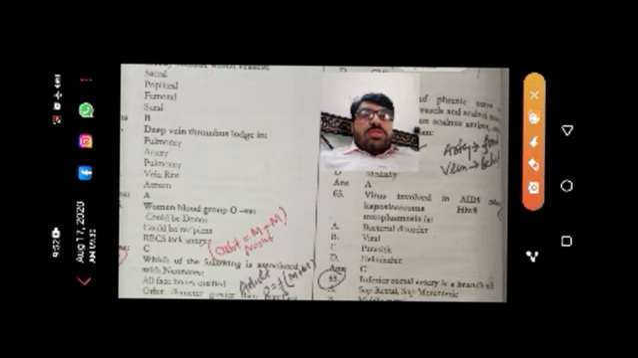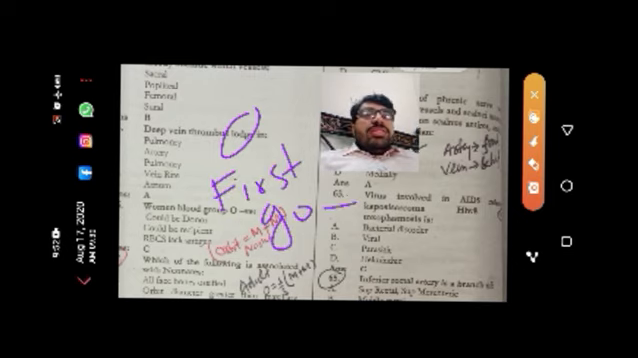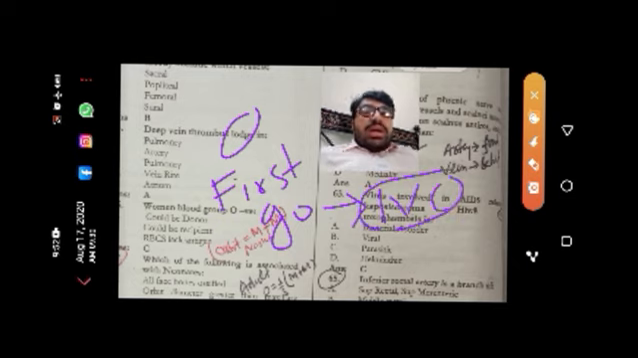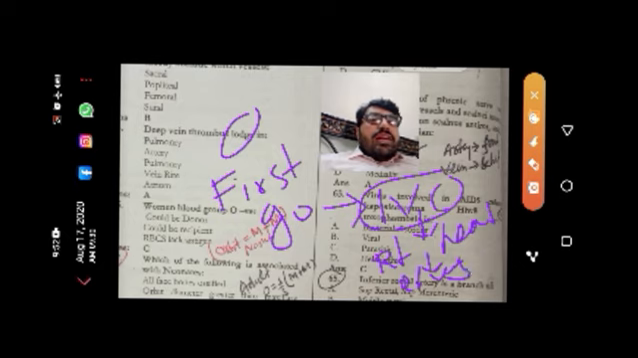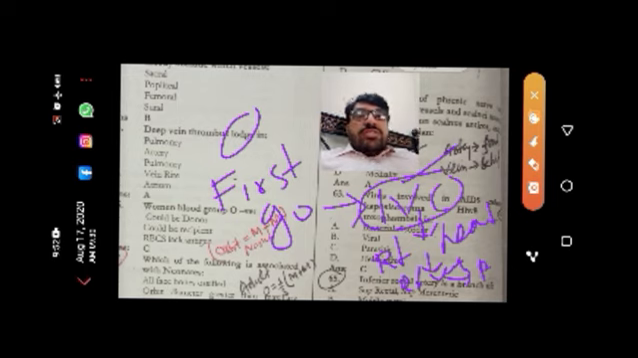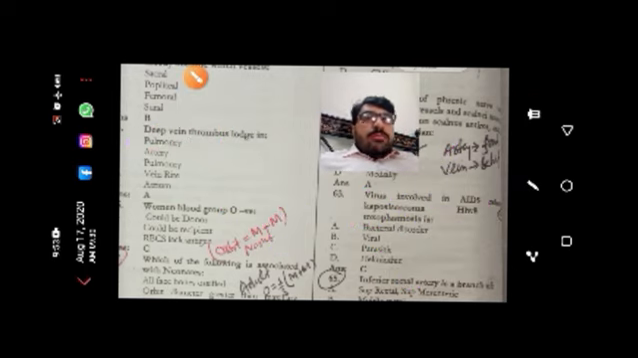Deep vein thrombus lodge in. Now they are talking about lodge. If the question is first go, पहले किधर जाती है? तो पहले जाती है inferior vena cava में. फिर कहाँ जाती है? फिर right heart में जाती है. To the right heart. From the right heart goes to the right ventricle. From the right ventricle it goes to the pulmonary trunk and pulmonary artery. So over here lodging is first go to IVC, but if embolus is large then pulmonary artery.